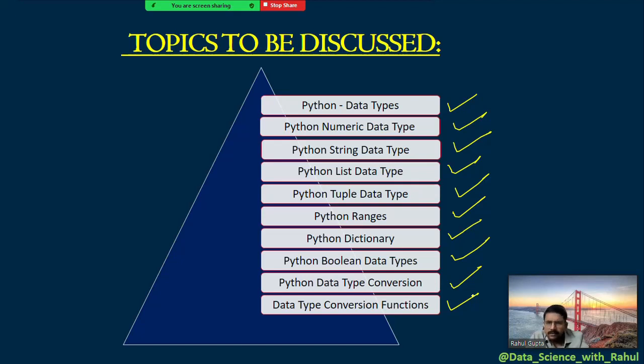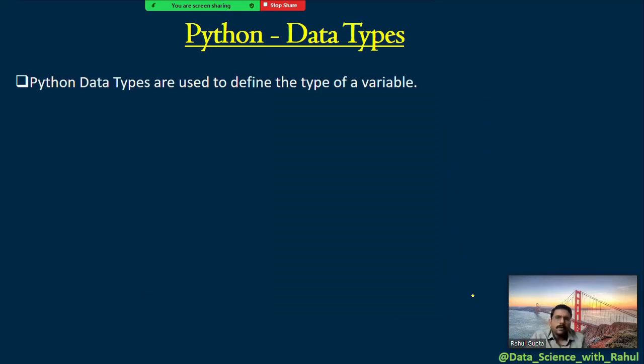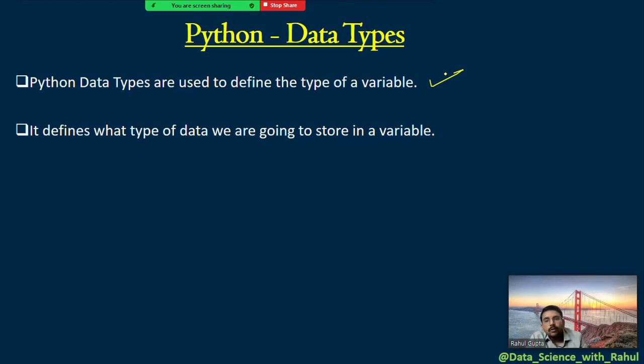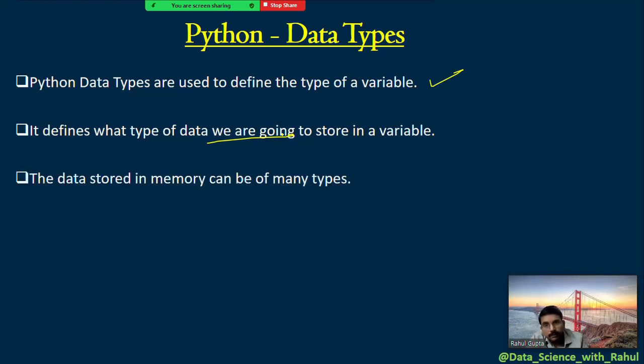So now let's start with the first: what are data types? When we are talking about Python data types, they are basically the types of variables, but these types of variables we have categorized into different buckets. So what it defines is what type of data we are going to store in the variable. This bucketization has been done because the data is stored in memory, and accordingly, whatever the data type, the memory allocation happens. So it is very important for us to know what kind of data type it is, okay?